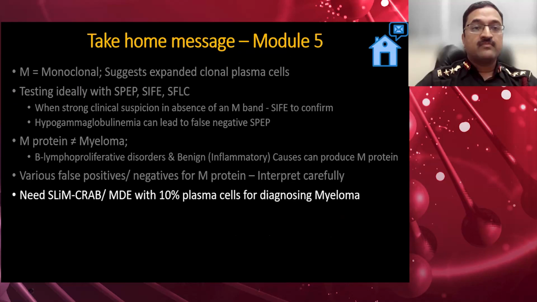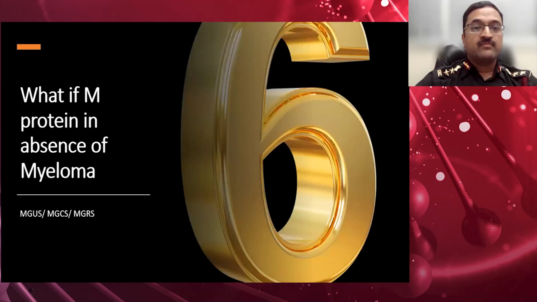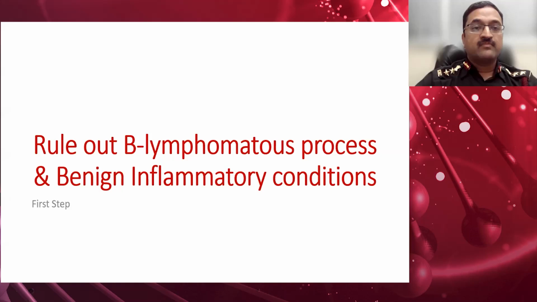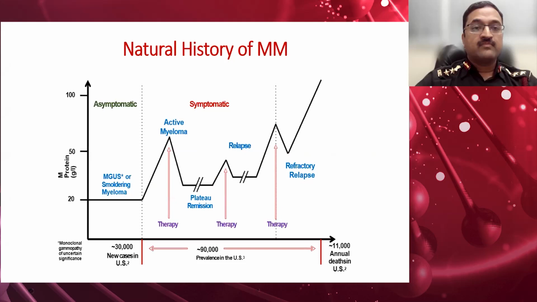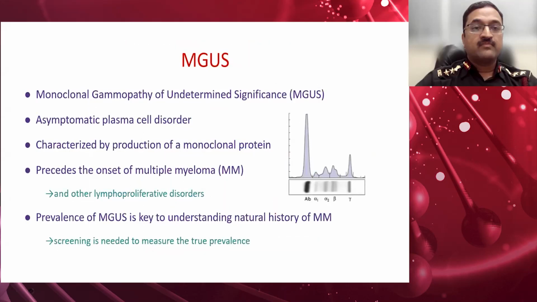So coming to the end of module 5, is all M protein in the blood myeloma? No, we require SLIM CRAB or myeloma defining events along with 10% plasma cells in patients with M protein for diagnosing them as myeloma. Now coming quickly to the next aspect, what if there is M protein in the absence of overt myeloma? The first thing that you need to do is to rule out B lymphomatous processes or benign inflammatory conditions. So this is the natural history of myeloma.